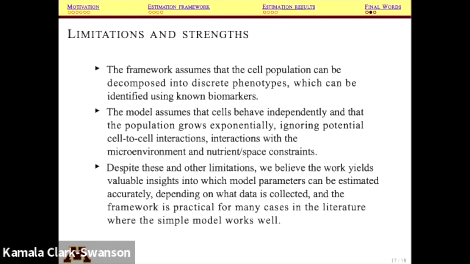But with my final seconds, I'll say that there are, of course, limitations to the method. First of all, we assume that we have a population with discrete phenotypes, which can be identified using known biomarkers. We're also assuming that these cells behave independently, with no interaction with other cells in the microenvironment, and no spatial or nutrient constraints. But despite this, I still argue that this is a useful work to understand what parameters you can estimate accurately, depending on what data you can get. And I would also argue that this is still useful for many examples in the literature where this kind of simple non-interaction model seems to work well.